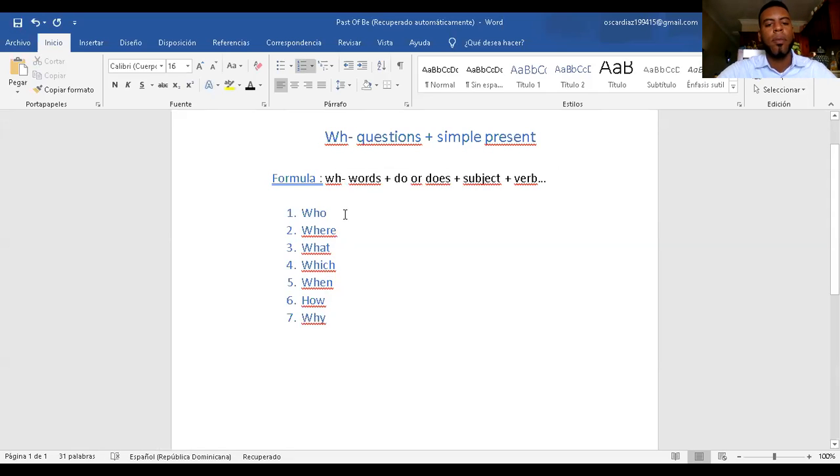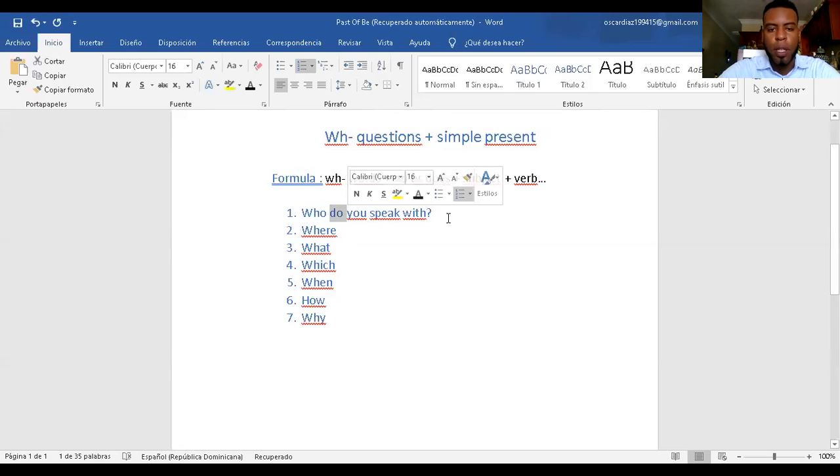For example, who do you speak with? As you can see here, we have who in the beginning. All the WH words have to be in the beginning of the sentence for this kind of questions. You have who plus do, in this case do, plus the subject, in this case you, plus the verb. Who do you speak with?